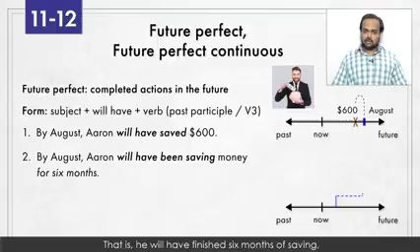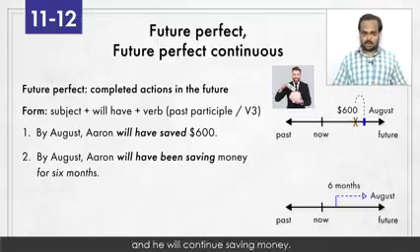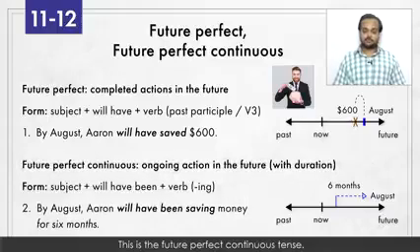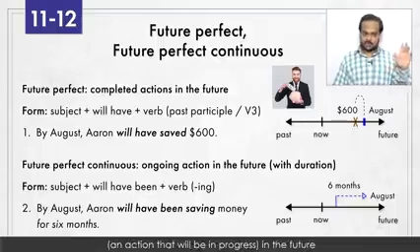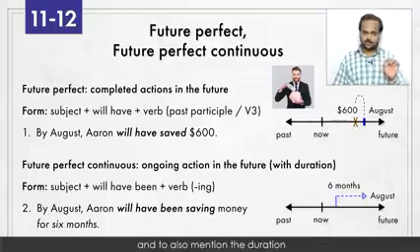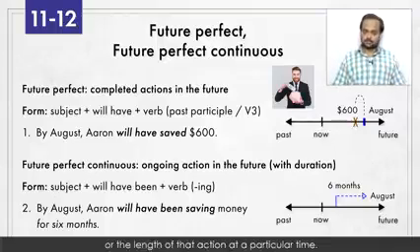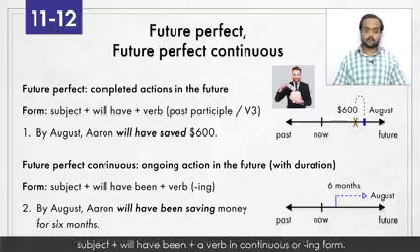That is, he will have finished 6 months of saving and he will continue saving money. This is the future perfect continuous tense. We use it to talk about an ongoing action, an action that will be in progress in the future, and to also mention the duration or the length of that action at a particular time. We make this tense with a subject plus will have been plus a verb in continuous or ing form.